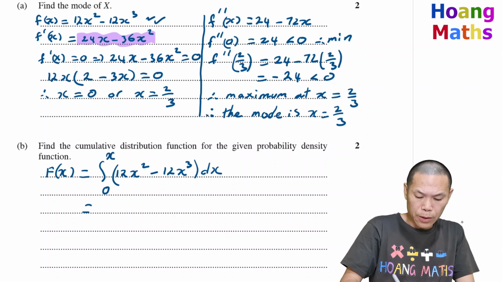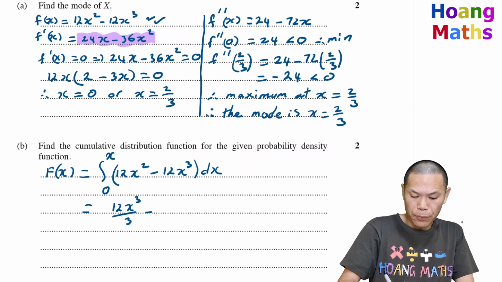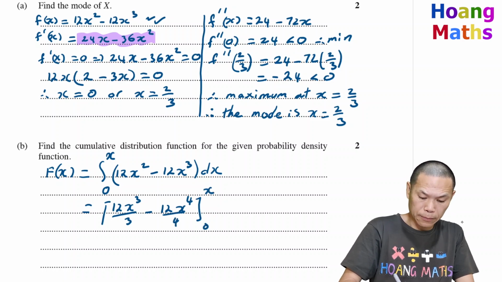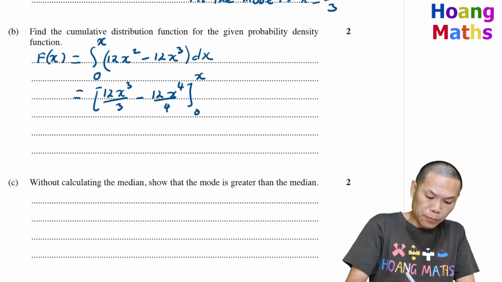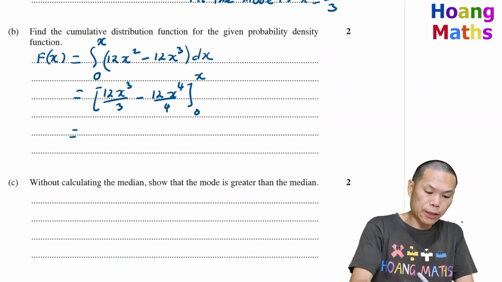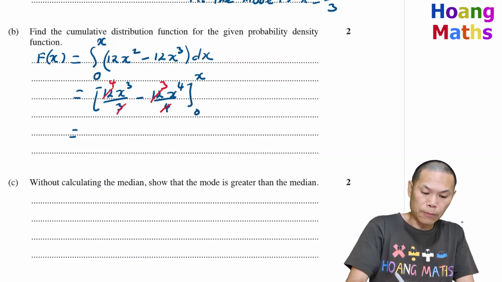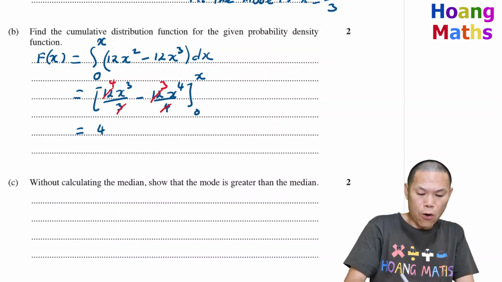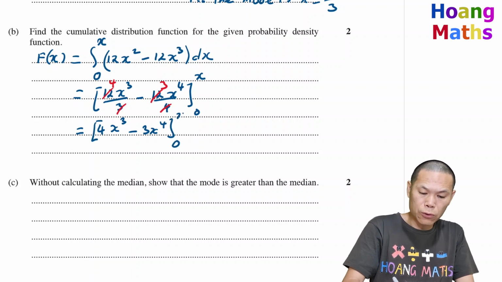So now we'll just integrate this. That will give me 12x to the power 3 divided by 3 minus 12x to the power 4 divided by 4, from 0 to x. Let me simplify this first. That gives me 4 and that gives me 3. So that will give me 4x to the power 3 minus 3x to the power 4 from 0 to x.